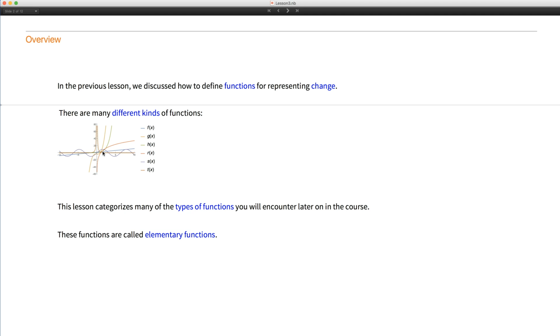Well, in this lesson, we'll categorize the types of functions that you'll really encounter later in the course. These functions are somewhat simpler than what you might encounter in advanced mathematics, and hence they are called elementary functions, as opposed to what are called special functions. So our topic today is elementary functions, which we'll study in some detail.